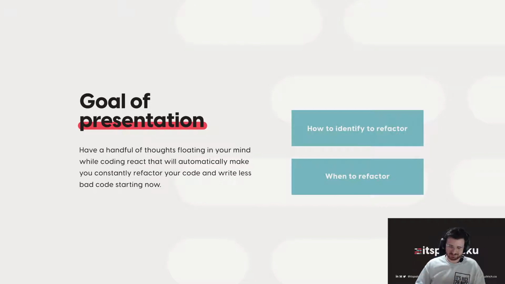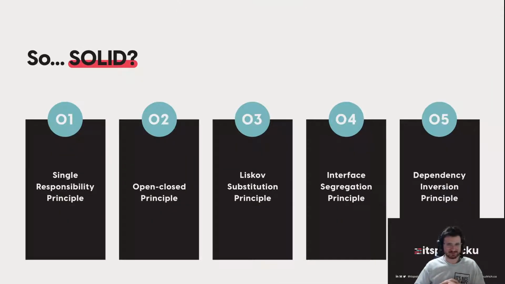So maybe you're asking yourself, are you talking about SOLID? And yes and no. So SOLID are the five principles: single responsibility principle, open-closed principle, Liskov substitution principle, interface segregation principle, and the dependency inversion principle. Can't even say that all with one breath. But SOLID is just part of it, and there's so many more principles, and they're all great.